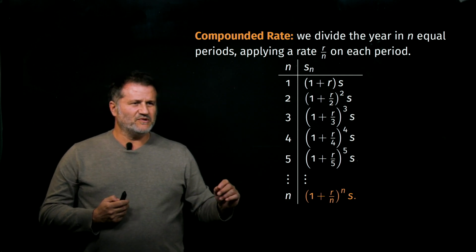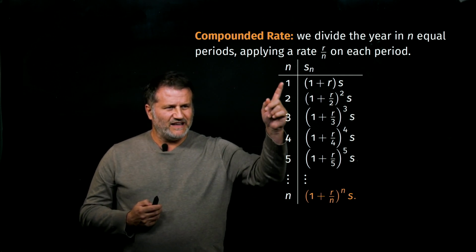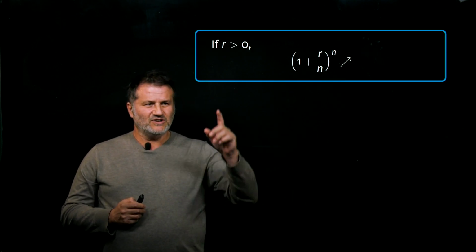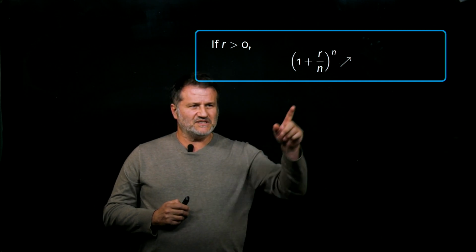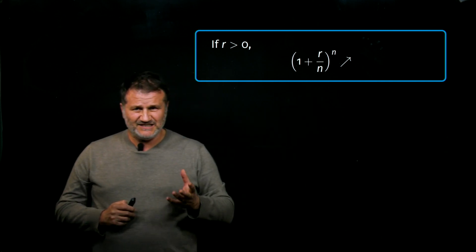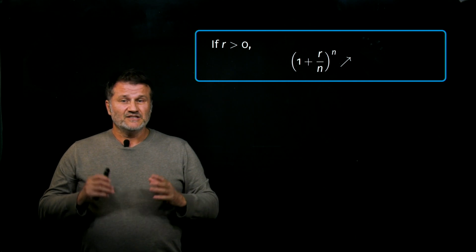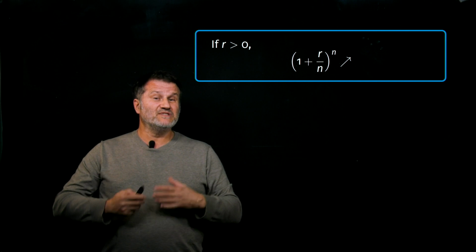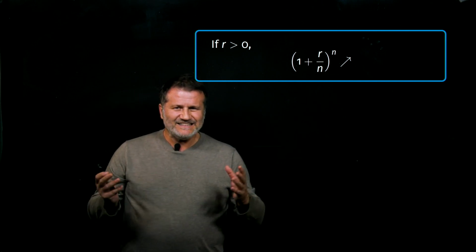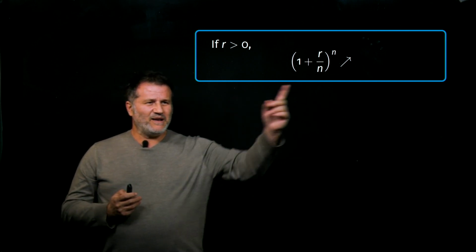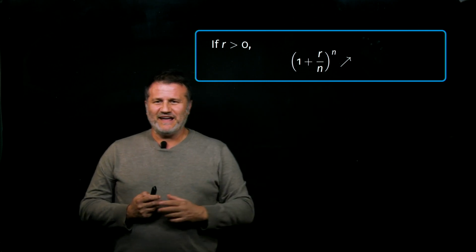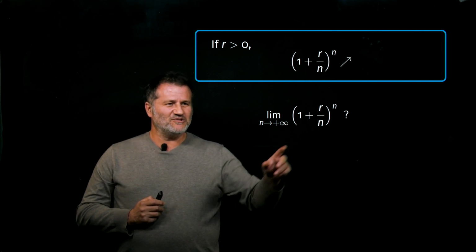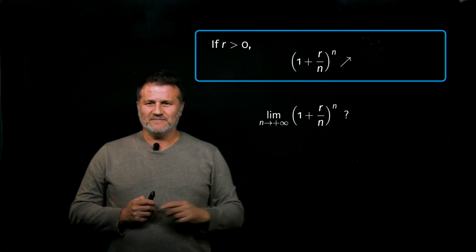Now, it is possible to prove that what we have seen to be valid for the first 3 elements of this sequence is valid in general. That is, if the rate R is positive, this sequence of coefficients is increasing. So from the perspective of the account holder, the best approach would be to divide the year into an infinite number of periods and apply on each period an infinitesimal rate. That is, more precisely, to take the limit for n going to plus infinity of this quantity.